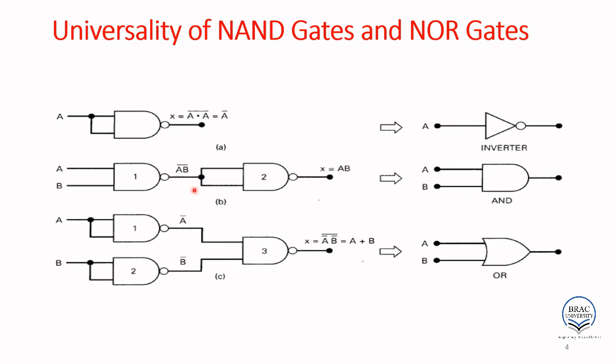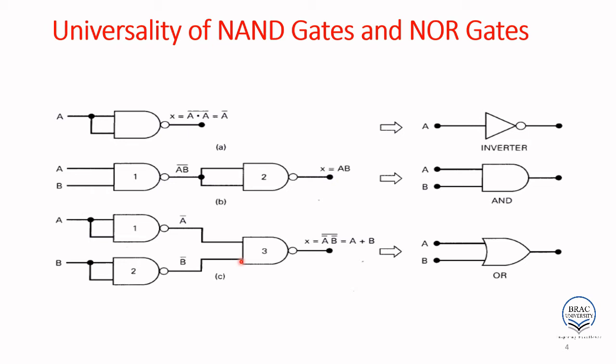I use the pointer, maybe it will be better to understand. And the last part, the OR gate: A becomes A prime, B becomes B prime due to this NAND gate. So here it becomes (A prime dot B prime) whole prime, which becomes A plus B. So for one inverter you need one NAND gate. For AND gate you need 2 NAND gates. For OR gate you need 3 NAND gates.